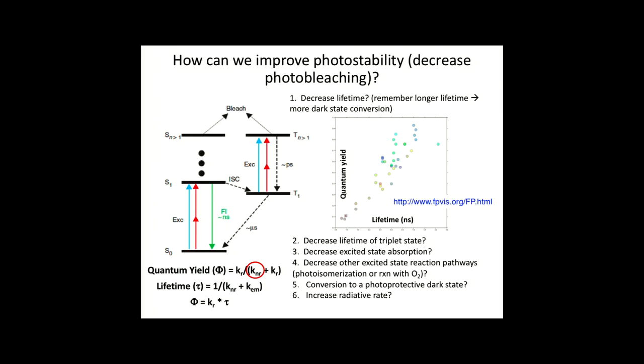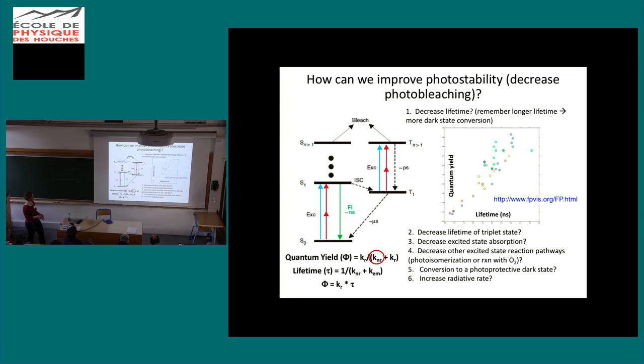Some other options are, could you explicitly decrease the lifetime of a triplet state, decrease excited state absorption if you could turn off some of these processes, decrease other excited state reaction pathways. So if oxygen accessibility to the chromophore is a problem, maybe you can block oxygen access pathways. Maybe you could actually drive this to convert to a photoprotective dark state if you knew what that would look like, or really try to increase this radiative rate at the expense of these other properties.